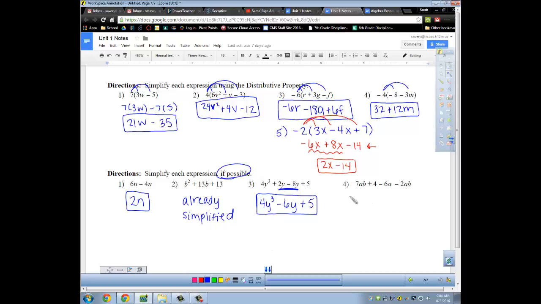Number 4, we have two terms that have AB, so these are like terms. It's okay that you have two variables in it. They're both the same, they both have AB. So 7AB minus 2AB, that says minus, is 5AB. Bring down your plus 4, bring down your minus 6A. Looking for any more like terms. This one has an A just like this one, but it also has a B. Since this has a B and the last term doesn't, we can say that they are not like terms, so we are done.